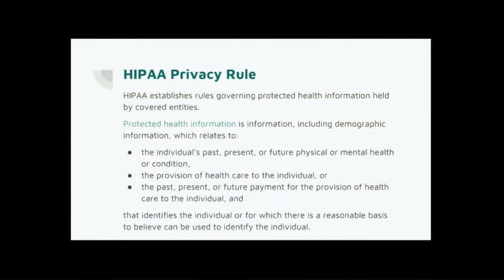Another standard is found in the HIPAA privacy rule. HIPAA establishes rules governing protected health information held by covered entities like hospitals or health insurance companies. Protected health information is defined as information including demographic information, which relates to an individual's past, present, or future physical or mental health or condition, the provision of health care to the individual, or the past, present, or future payment for the provision of health care to the individual, and that identifies the individual or for which there's a reasonable basis to believe can be used to identify the individual.